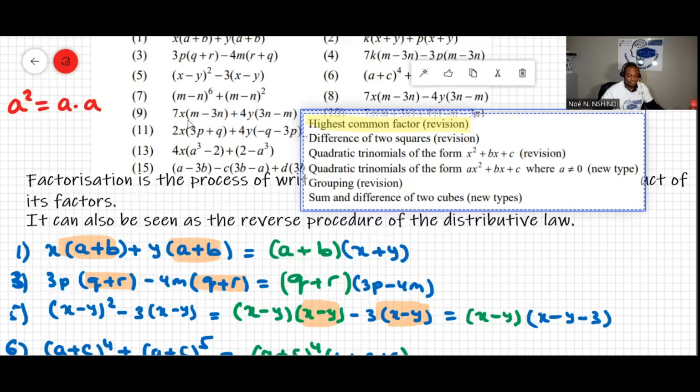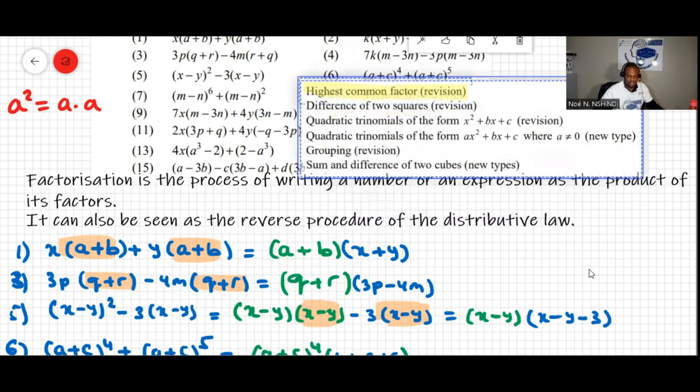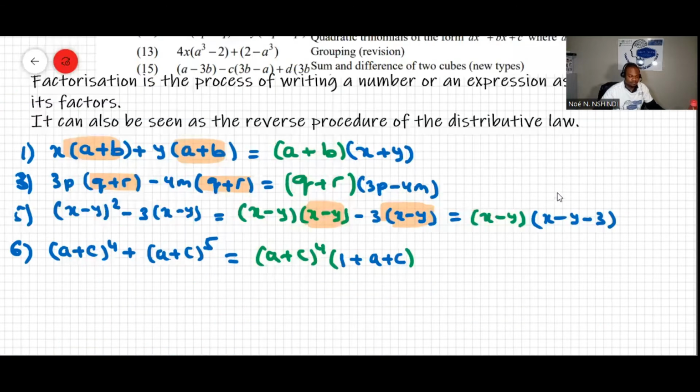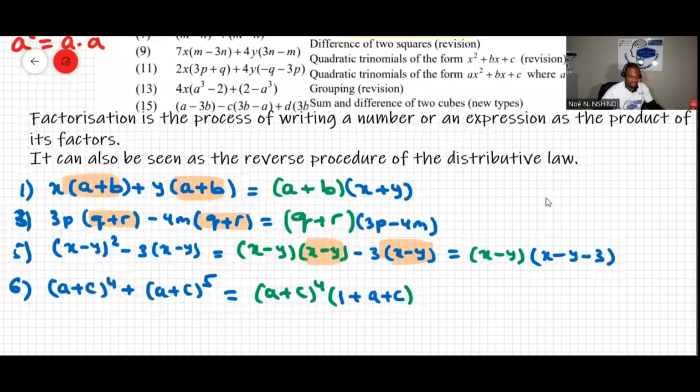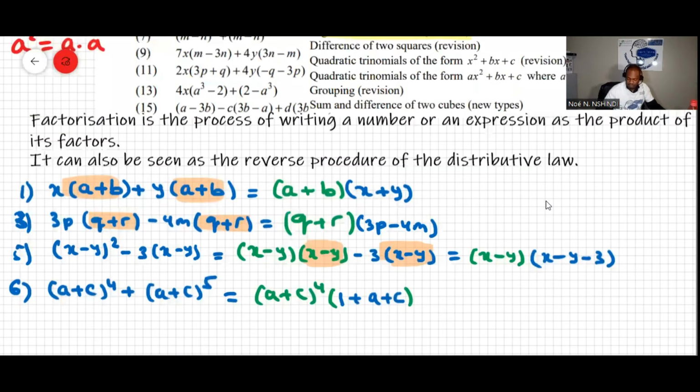I'm going to do question 9. I'll leave question 8 for students to practice. Let's take question 9 because 8 and 9 will be similar. Question 9 is 7x open bracket m minus 3n close bracket plus 4y open bracket 3n minus m close bracket equals what?